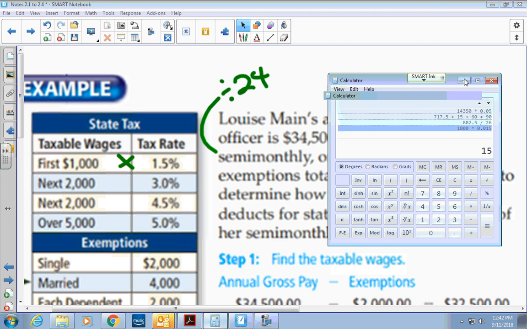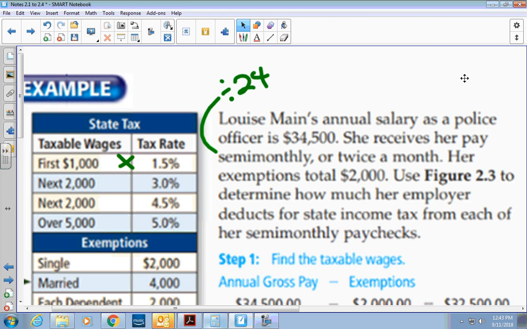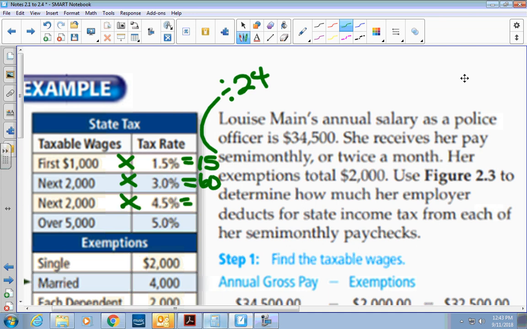And that's $15. So I want you to write the multiplication right next to the 1,000, and write 15 right on the table. On the next 2,000, it's 3%. So I want you to do that right in your calculator. 2,000 times 3%, and that's $60. Right on the table. On the next 2,000, it's 4.5%. 2,000 times 4.5% is 90.